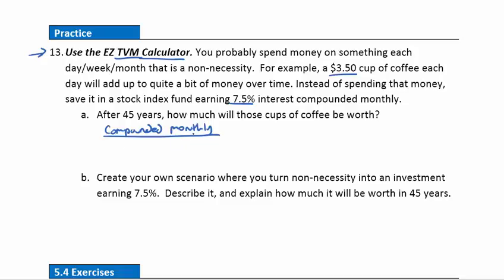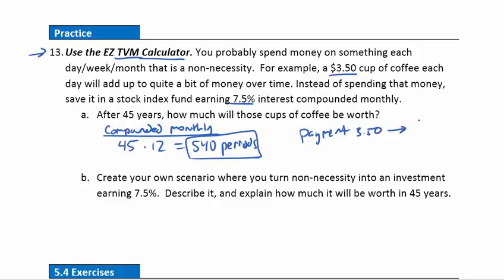So this is going to change some things a little bit here. So compounded monthly. First, let's figure out how many times this thing is going to get compounded in 45 years. So let's see. We got 45 years times 12. That's going to tell us how many times this thing is going to get compounded. So 45 times 12. That's going to give us 540 periods. But notice, each of these periods is a month. So we're going to have to go back up to our payment and make that payment from daily, which was $3.50. We want to turn that into a monthly payment because we want the compounding to match the payments.